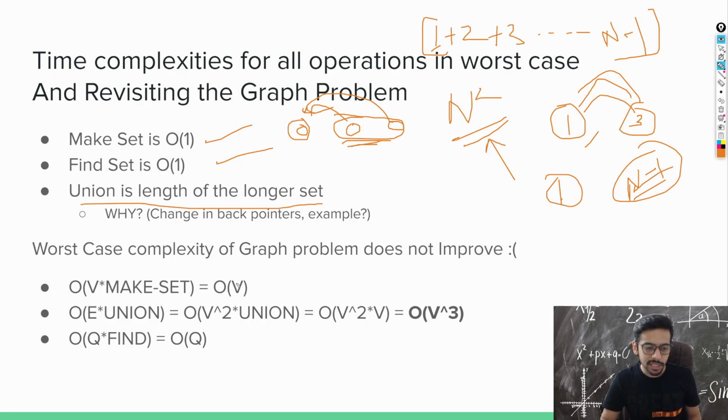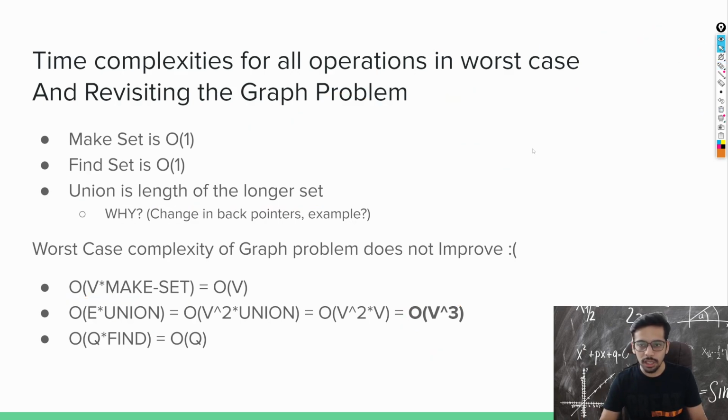So overall your complexity for this becomes O(V), but overall this union thing is giving us a problem. It's still making our solution O(V cube). We already had a V cube solution. Why learn a new data structure then? I'll tell you why. We can improve this.